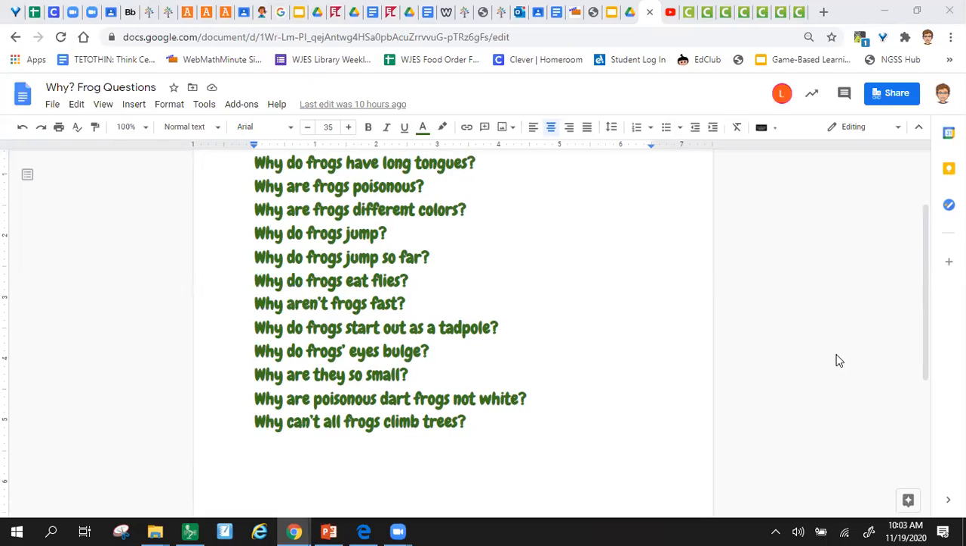I'll read them. All right. Why do frogs have long tongues? Why are frogs poisonous? Why are frogs different colors? Why do frogs jump? Why do frogs jump so far? Because we had 2 questions there. Why do frogs eat flies? And we could even change that to why do frogs eat insects, or why do frogs eat, whatever we want to add in there.